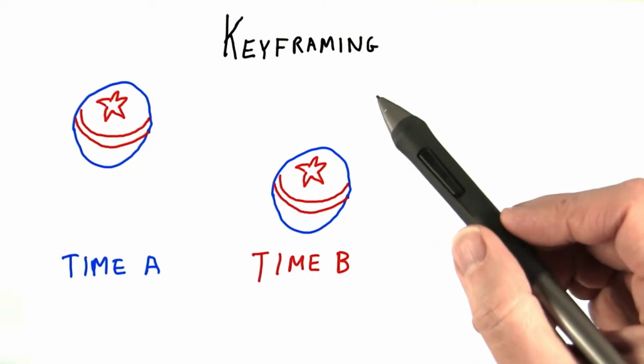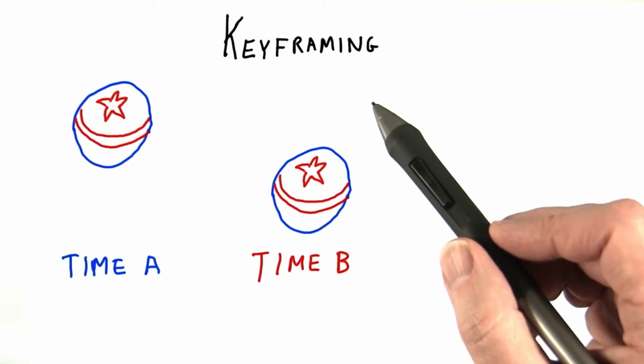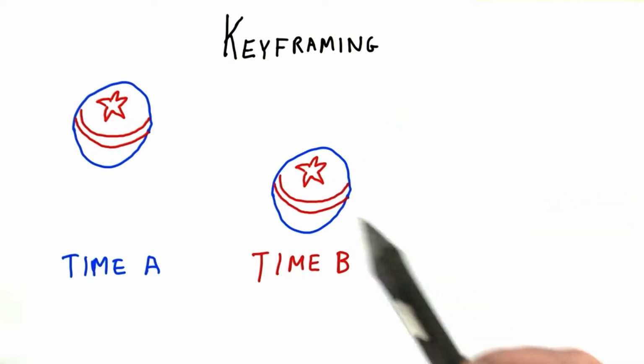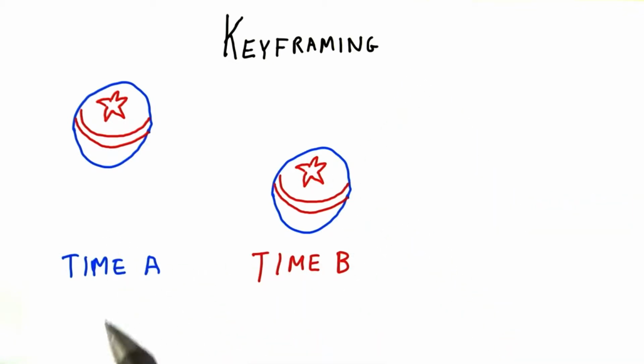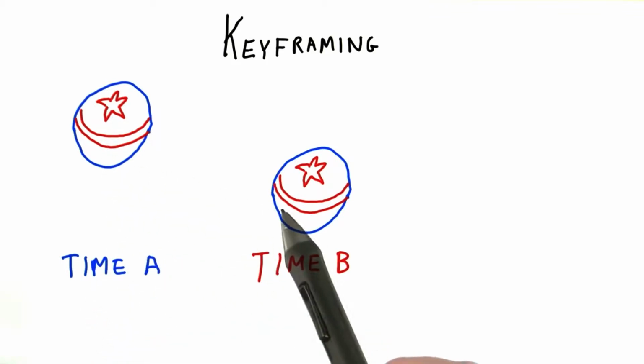Keyframing is a basic tool in the animator's box, perhaps the first one learned. The whole idea is this: to animate an object, save its state at various times, and interpolate among these. For example, I have an object I want to move from one position to another over time.